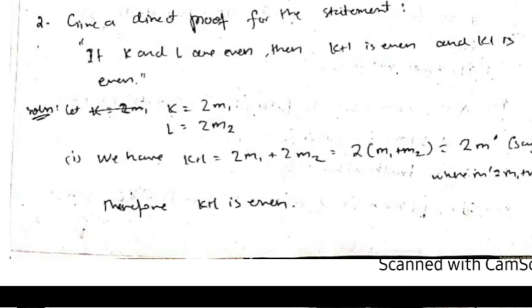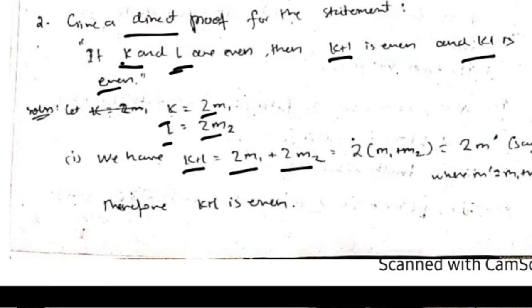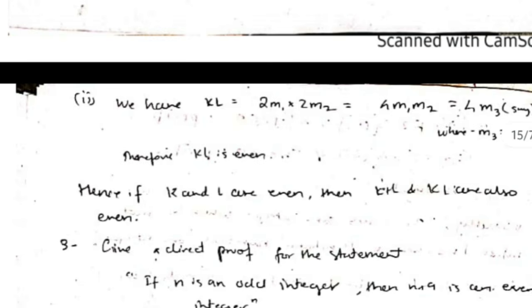In this question we are asked to give a direct proof of the statement: if k and L both are even, then k plus L is even and KL is also even. Since k and L are given to be even, we can write k as 2m1 and L as 2m2. So k plus L is 2m1 plus 2m2; you can take 2 as common, so we will be left with 2m dash. So k plus L is even. Similarly KL is 4 m3, so KL is also even. Hence if k and L both are even, then k plus L and KL are also even.